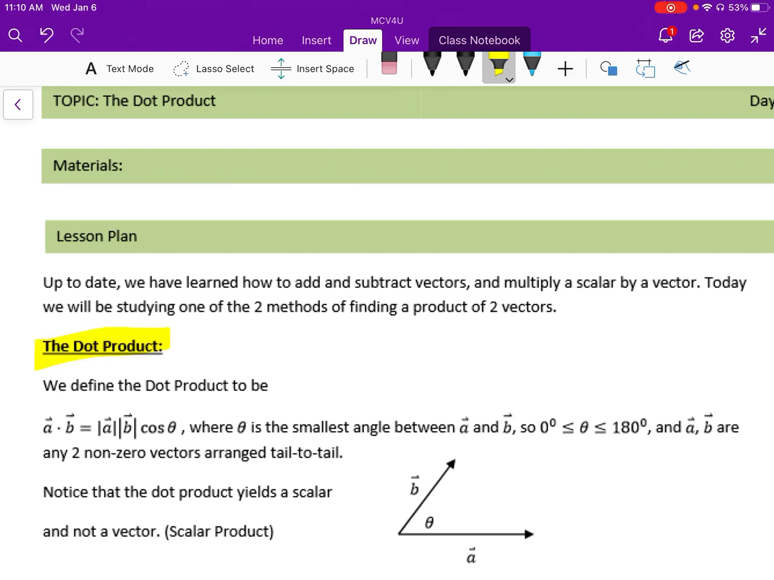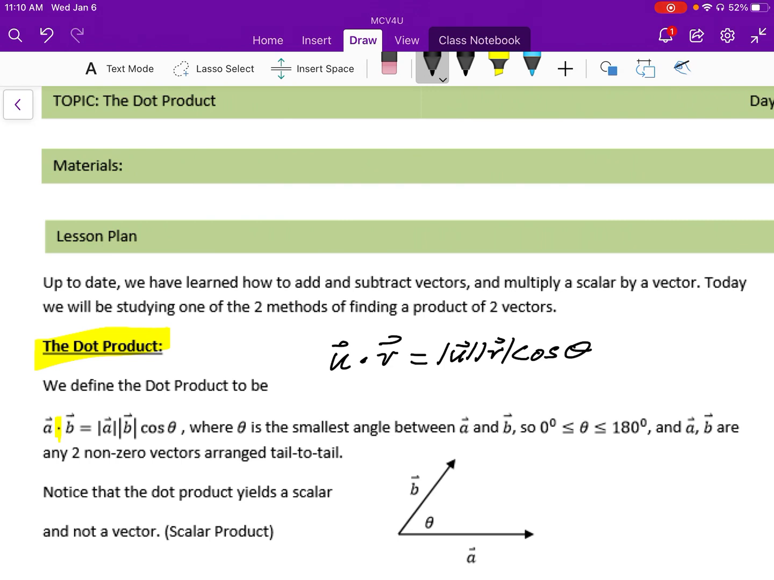This one is called the dot product, and with the dot product, we are going to be using basically a dot in between the two vectors. So whenever you see that dot, you just use whatever vector you have and put a dot in between. We mean something specific here.